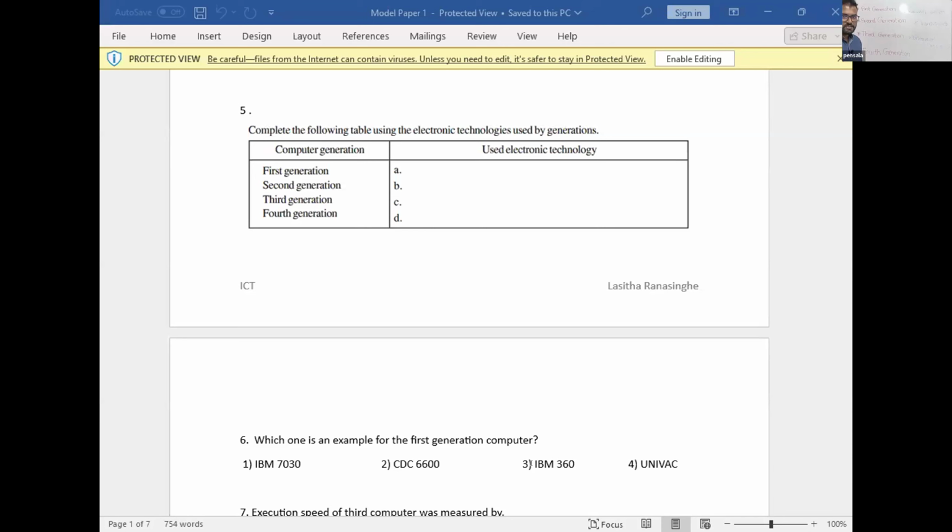Right? So here we are discussing related to the computer and its technology. So how it changed according to time. So we have divided it into four generations. Vacuum tubes for the first one, it's the technology is vacuum tube. The second one, transistors. For the third one, integrated circuits. And nowadays we are using microprocessors, right?